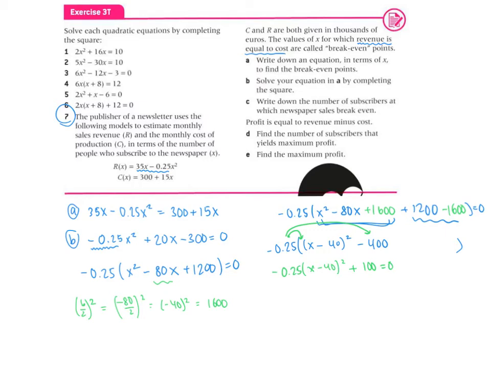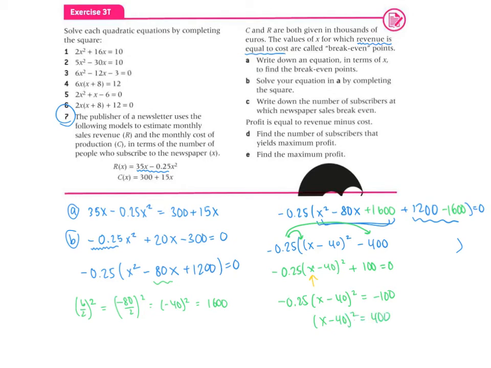Okay. Oh, and then it wants us to solve. So to solve, we need to start solving for x. We need to try to get x alone. So slowly, to get x alone, I'm going to subtract the 100. Then I'm going to divide by negative 1/4. So that will give me x minus 40 squared equals 400.